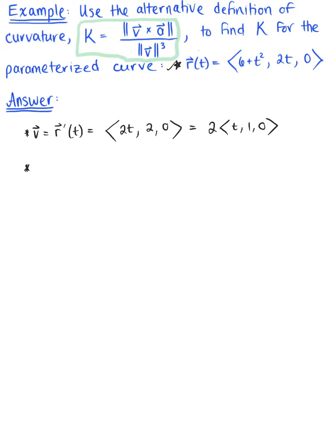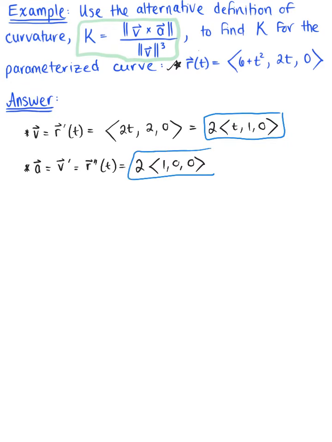Since we have this velocity vector, might as well take it one step further to get the acceleration vector, which we know is the derivative of your velocity, or the second derivative of the position vector. So differentiating the velocity vector, we're left with 1, 0, 0. So here we go. We've got our velocity vector, as well as this acceleration vector. And now looking up at our alternative definition, let's take the cross product of these, since we need the magnitude of that cross product.